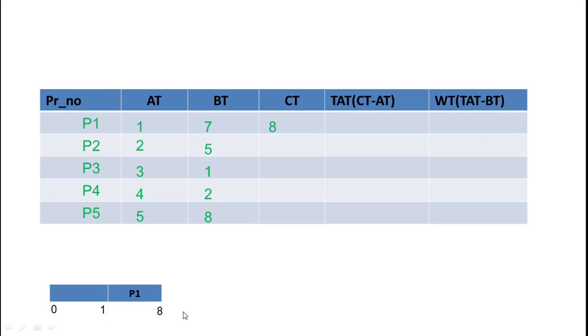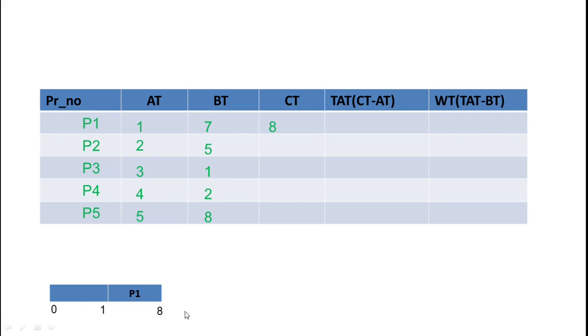So which process will execute? We will decide that according to burst time. Out of these 4 processes, whichever process has the smaller burst time will execute first. So among P2, P3, P4 and P5, P3 has the smallest burst time, that is 1 millisecond. So the next process to execute is process P3.